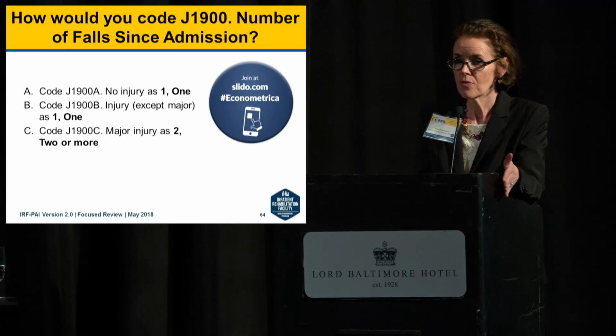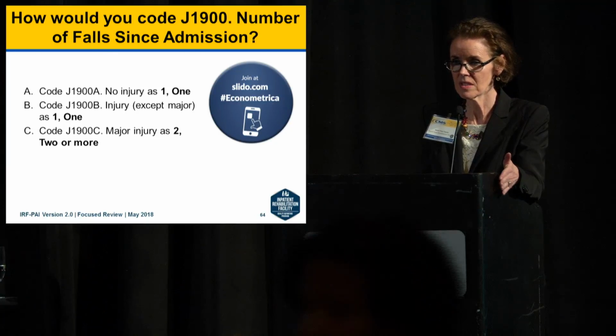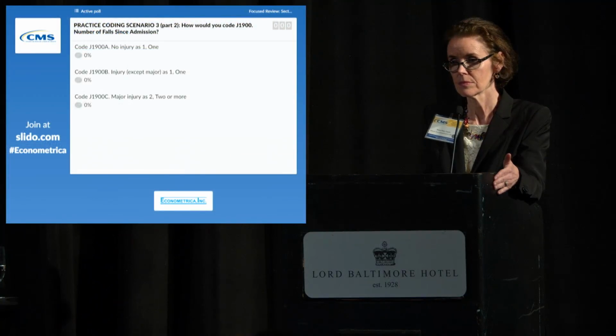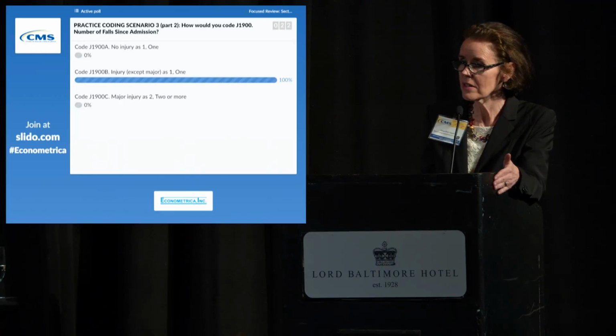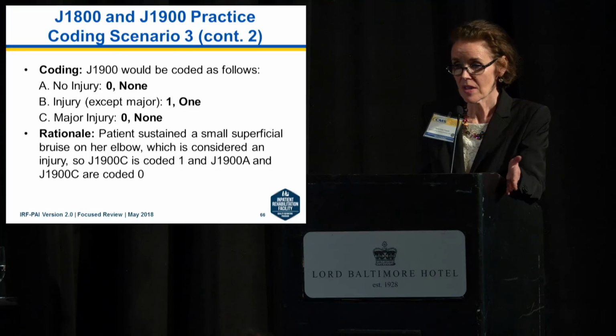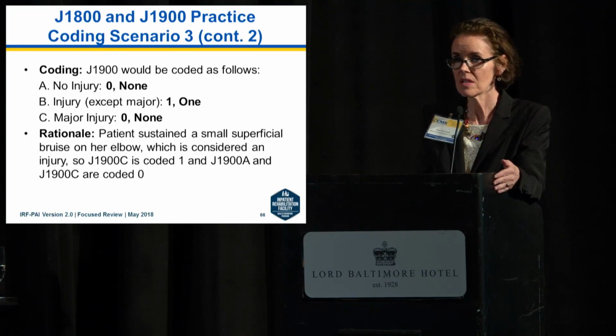So continuing to move forward on this, how would we code J1900 based on this scenario? The number of falls since admission, so would we code J1900A as no injury as a 1, J1900B as an injury except major as a 1, or would we code J1900C major injury as a 2 or more? All right, looking good. That's right. And the correct response is B. She had 1 injury, and it was not a major injury. So that's the rationale here: she did have 1 fall, and it was a minor injury, so it's B1 because she did get a bruise on her elbow.